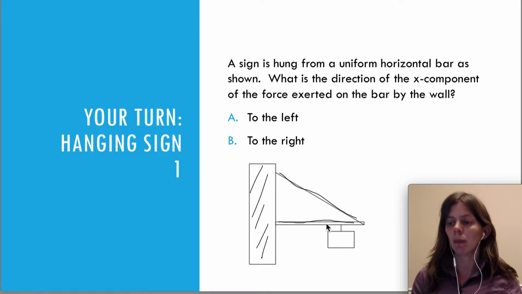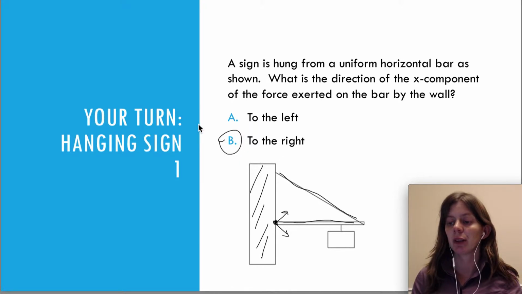So, what's the direction of the force exerted on the bar by the wall? We know there's some kind of force exerted by the wall on the bar. We don't know if it's going this way or this way, but this problem is asking us about the direction of the x component. We actually already know that it's going to go to the right, because a wall exerts a normal force on any object, and that's going to be away from the wall. So we already know it's to the right.